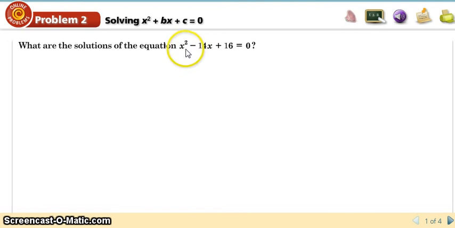Here's your trinomial, x squared minus 14x plus 16 equals 0. First thing I want you to look at is: is this a perfect square trinomial? Well, this is squared, so that's good. Can I rewrite 16 so that it is something squared? Hopefully you're thinking the opposite of squaring is square root. You could look at the list of perfect squares that you may have. 16 is a perfect square, and it is 4 squared.